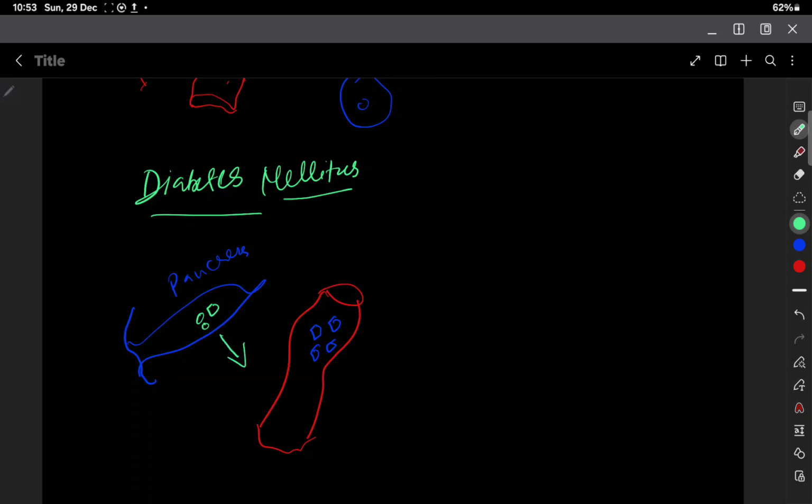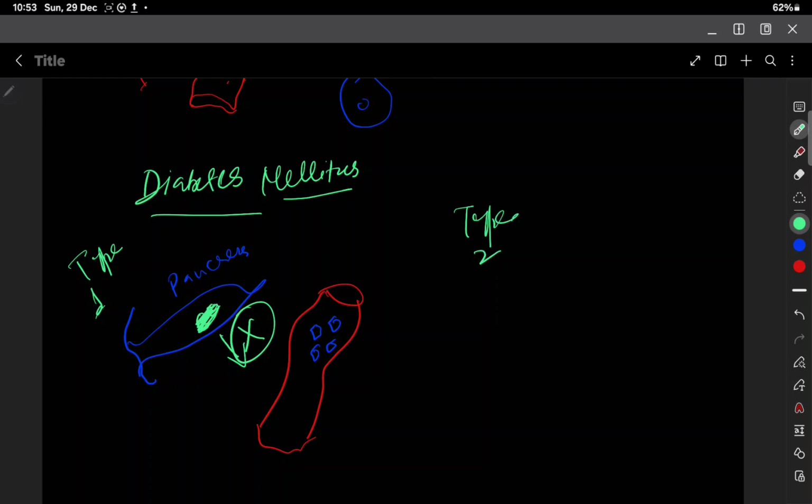But what happens in type 1 diabetes? In type 1, this insulin is not able to go into the bloodstream. Means this pancreas is not able to produce the insulin. So insulin won't be produced here. If insulin is not produced, this sugar level will keep on increasing. This is called type 1 diabetes mellitus.